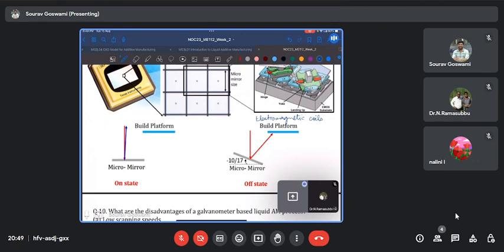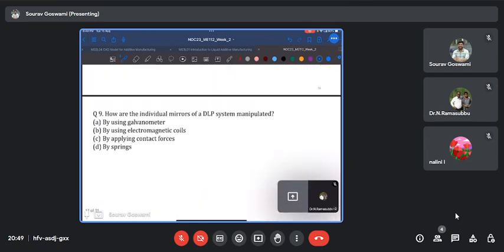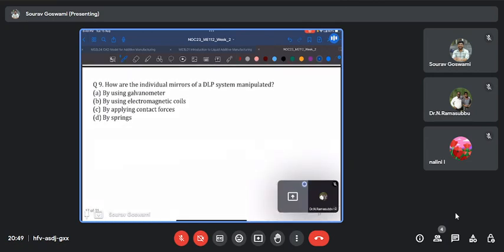Say in the on state of the mirror, when it is normal to the mirror array, all the light is getting reflected back almost along the same direction. So the incident and reflected rays are nearly coincident and it is not reaching the build platform. Whereas in the off state, when the mirror is deflected, the light that is incident on the mirror gets reflected onto the build platform. And the material on the build platform is exposed to the light and cured. So individual mirrors of a DLP system are manipulated by the use of electromagnetic coils.